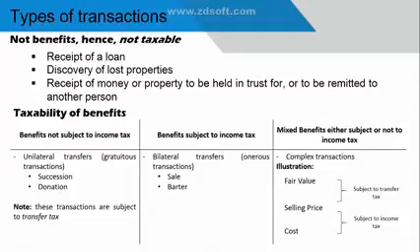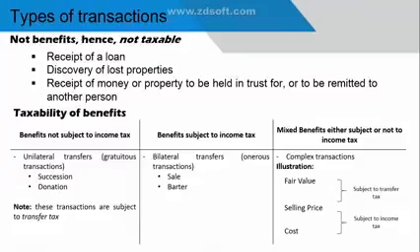Types of transactions that, of course, are not benefits and also not taxable. The receipt of a loan. You lent money, you were paid through principal, you did not benefit. Okay? So, no gain, no loss. So you have no tax. Okay? And next, discovery of lost properties. Of course, if you lost something, you did not benefit, and you would still be taxed. So it is not practical on your side.